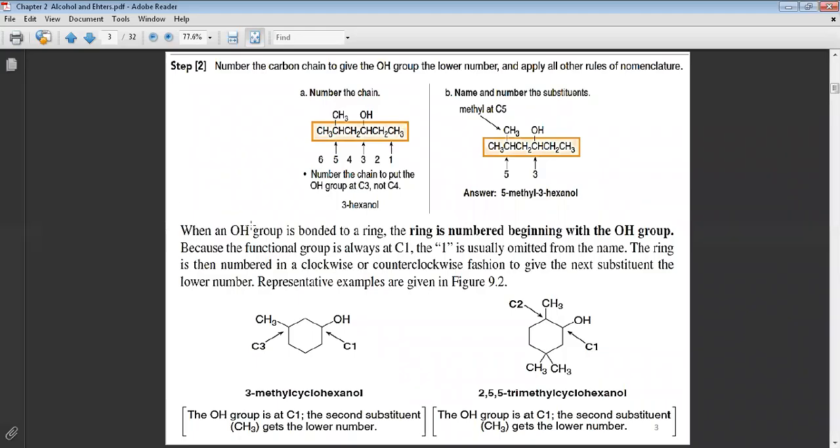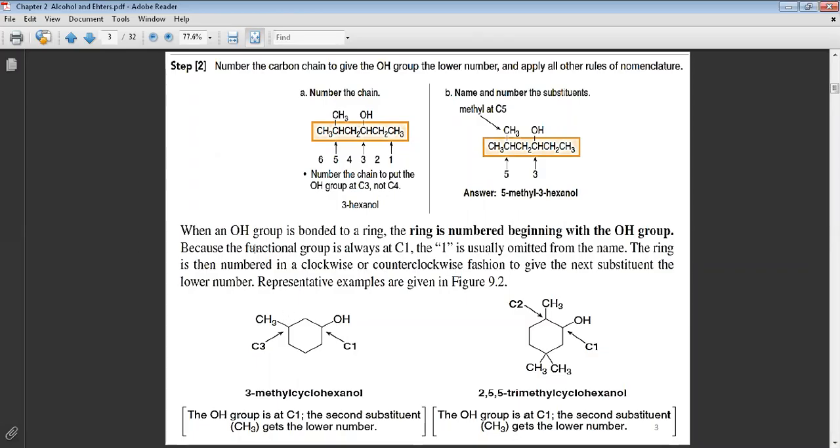When a hydroxyl group is bonded to a ring, now we have a cyclic compound. The ring is numbered beginning with the OH group. That means the hydroxyl group will always be at carbon number 1. Is it best to number 1, 2, 3, 4, 5, or 1, 2, 3? No, it will be 1, 2, 3, like that.